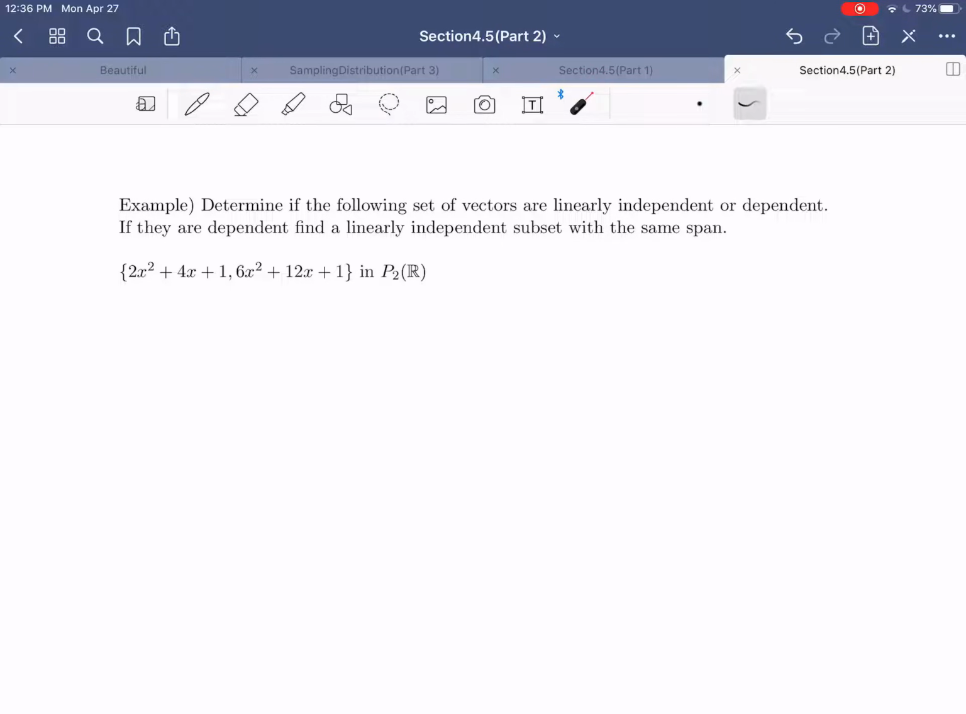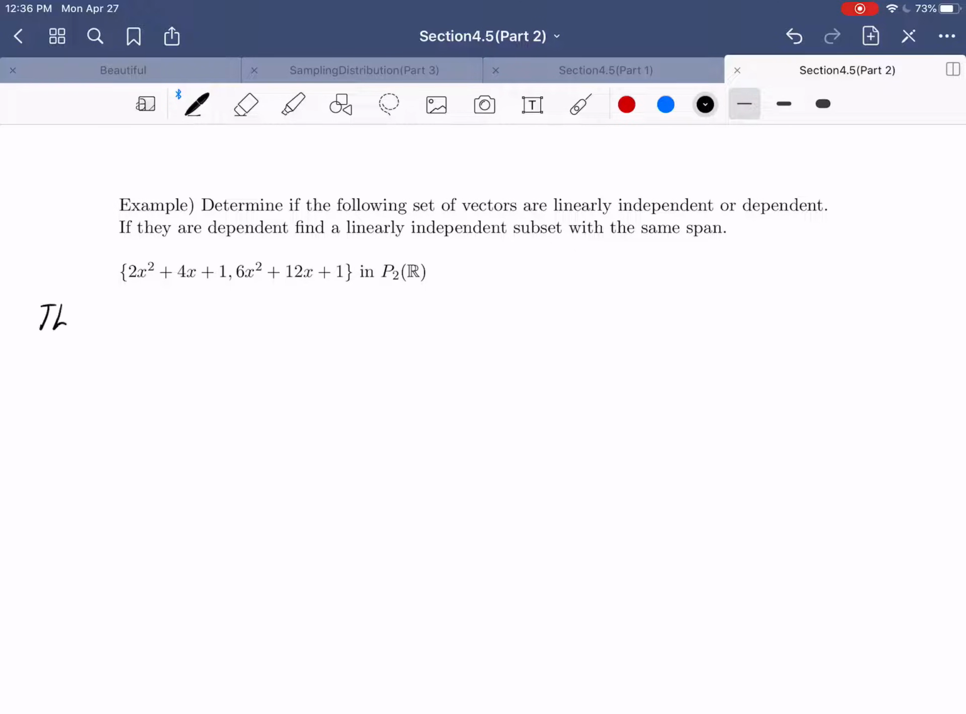Or we could use one of the propositions we just talked about, namely proposition 2, that says if you only have two vectors, they're only linearly dependent if they're scalar multiples of one another. It should be pretty clear that this one is not a scalar multiple of this one, because if you multiply this one by 3, you would get 6x squared plus 12x plus 3, so you wouldn't get this one here. So we can do this very quickly.